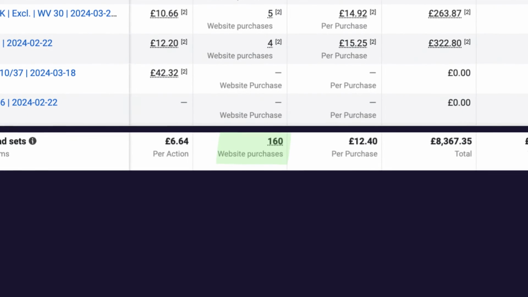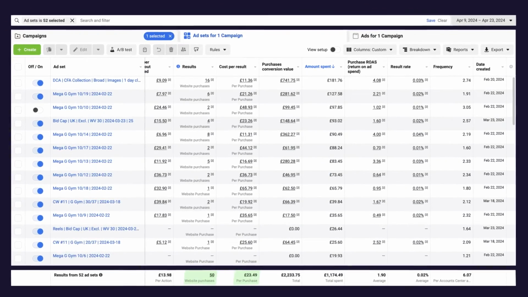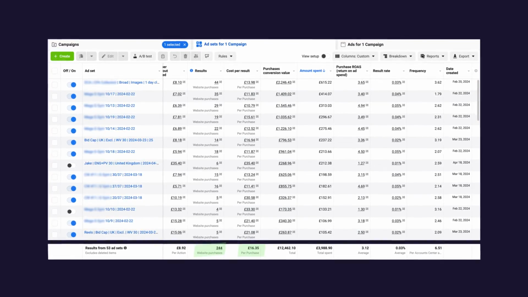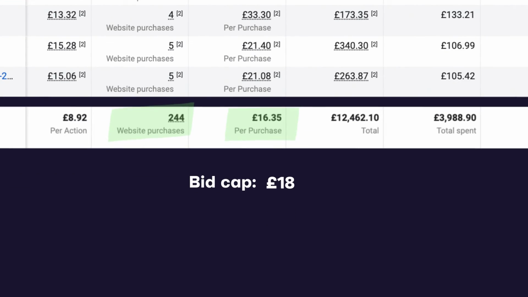2 weeks after that, things started to snowball, and I got 160 purchases at £12.40. 2 weeks after that, I got 50 purchases at £23. Looking at the lifetime of that campaign so far, we have 244 purchases at roughly £16, where the bid cap was £18. So although we had a rough start, where in the first 14 days we only had a handful of purchases, by just sticking to the process and saying, hey, my bid cap setup is good, this works, but the ads don't work. That's how I found the solution, right?